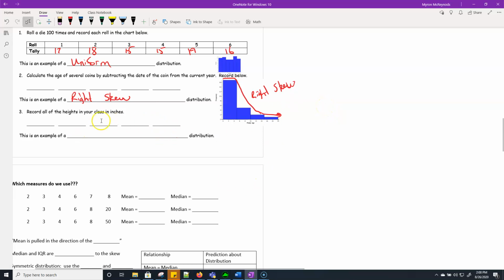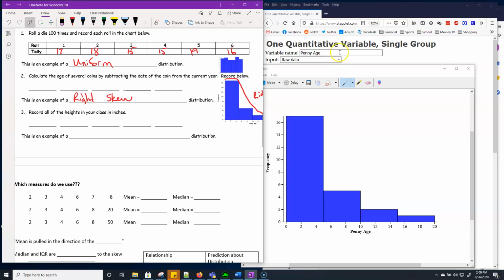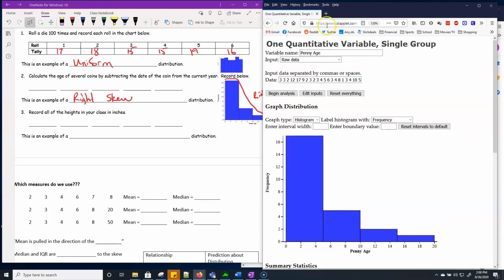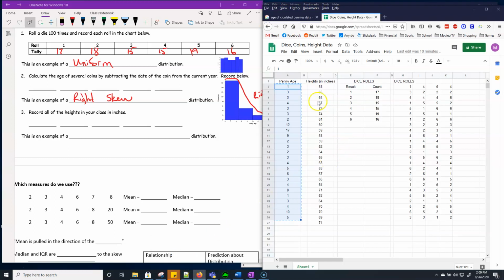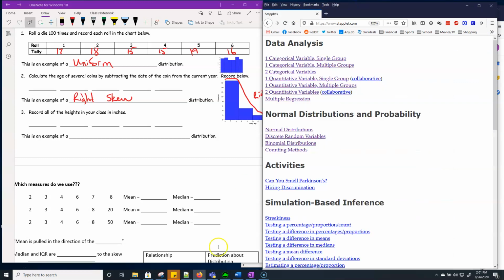Next thing I'm going to look at is the heights and the classes. What kind of graph would that give us? So I got all this data with the height on it. And if you need to pause in between this, do it. So I'm going to go back to my data. And here's all my heights in inches. About 26 of them, it looks like. And I'm going to use Statplet again on these heights.